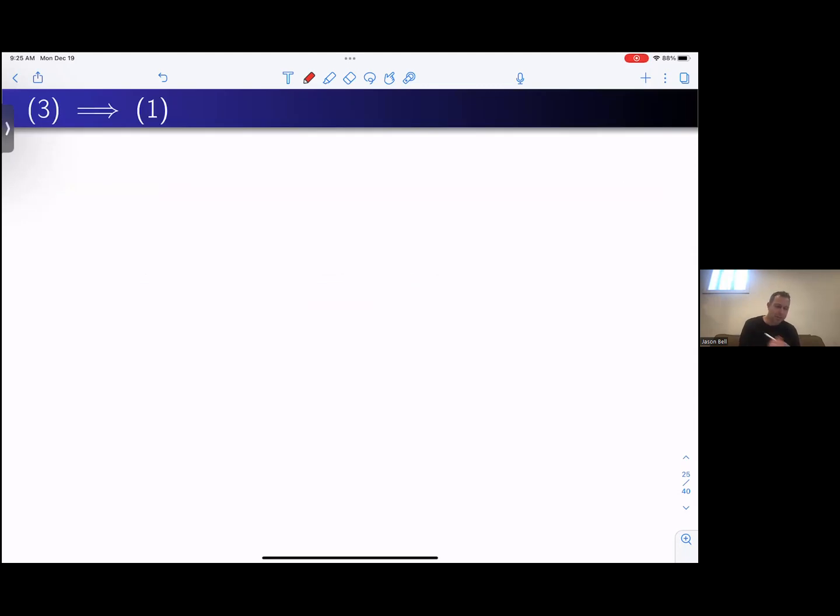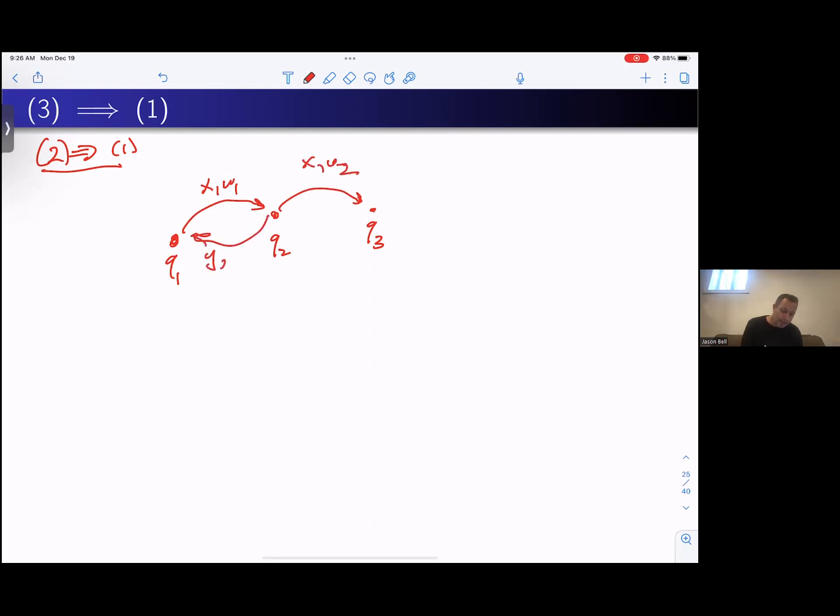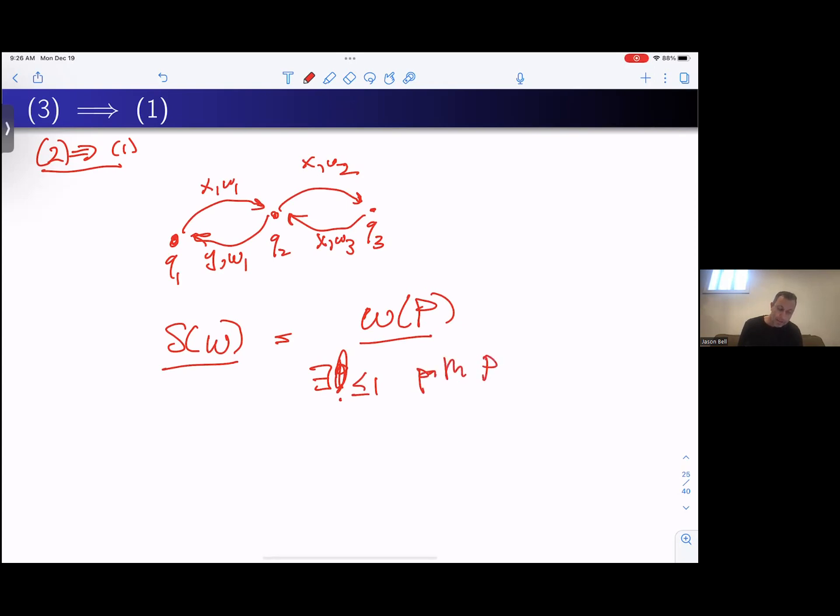I think what I'll do is talk about 2 implies 1, although it's more or less the same thing. So the idea is, if we have a weighted unambiguous automaton, so we have these states, Q2, Q3, and we have some weights, so maybe x, w1, x, w2, y, w1, maybe a weight x, w3, then you can see that if it's unambiguous, if I want to know the value of S of w, it's just the weight of a single path, or at most one path. There exists at most one accepting path P with label w. So either it's an empty sum, in which case we get 0, and that's fine, or it's just the weight of a single path.